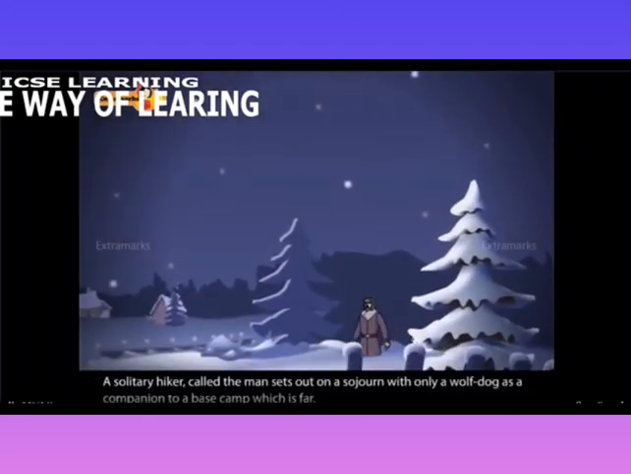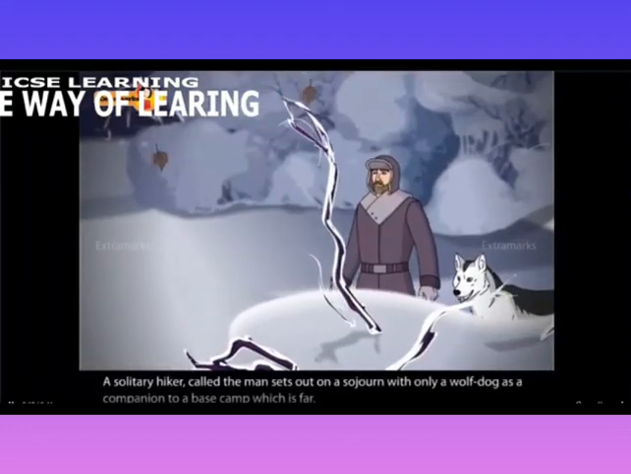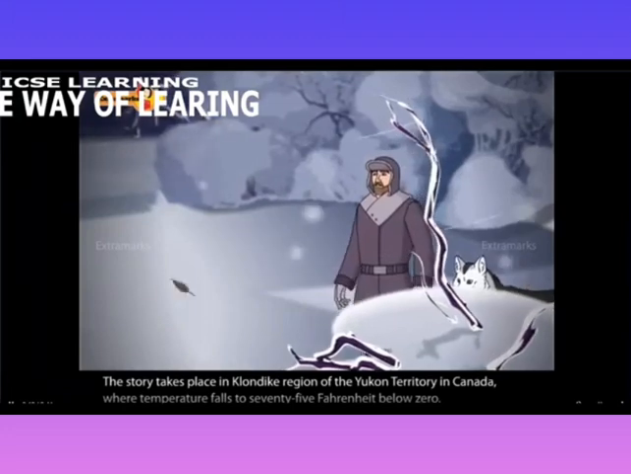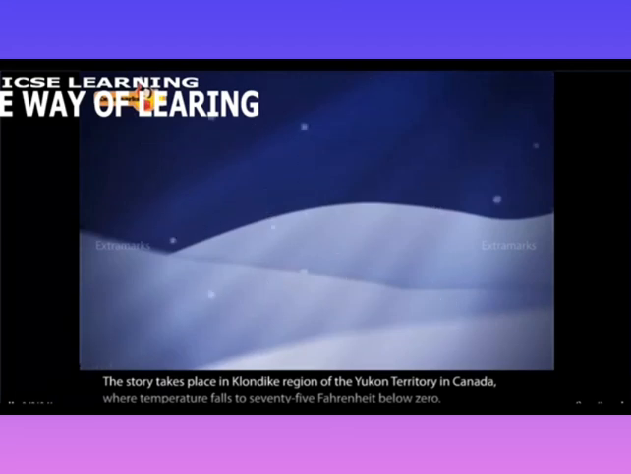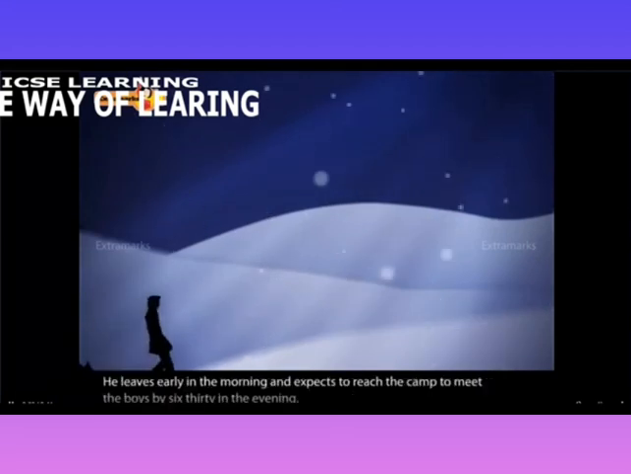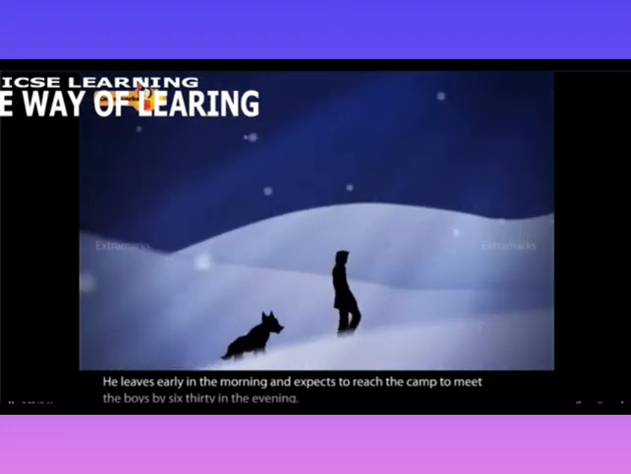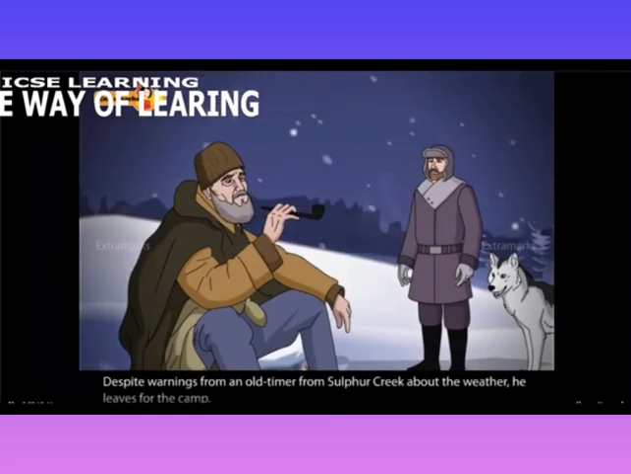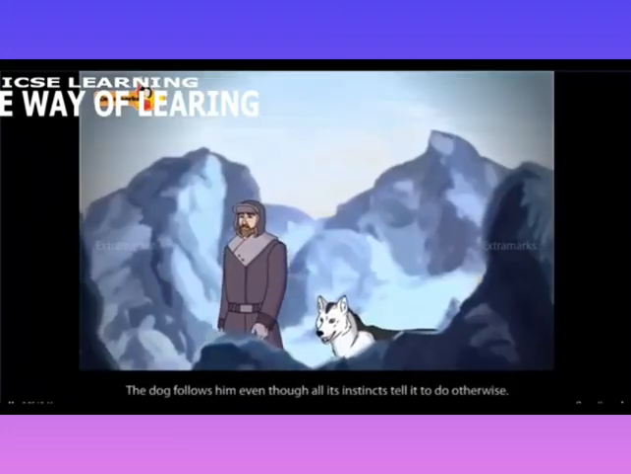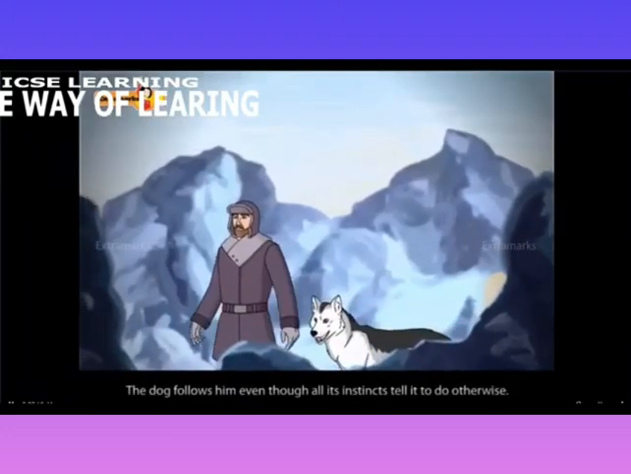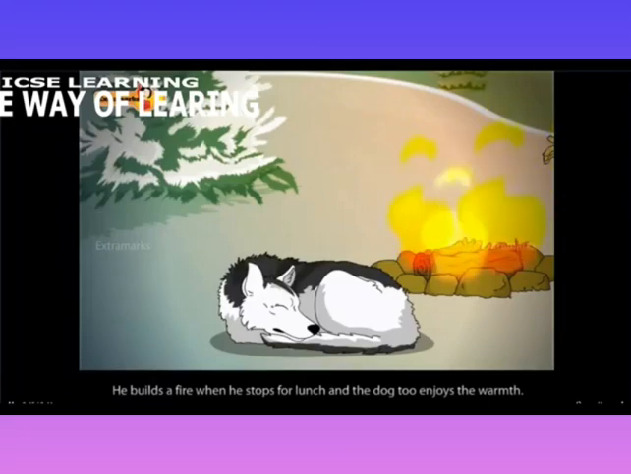A solitary hiker called The Man sets out on a sojourn with only a wolf dog as a companion to a base camp which is far. The story takes place in the Klondike region of the Yukon Territory in Canada, where temperature falls to 75 Fahrenheit below zero. He leaves early in the morning and expects to reach the camp to meet the boys by 6:30 in the evening. Despite warnings from an old-timer from Sulphur Creek about the weather, he leaves for the camp. The dog follows him even though all its instincts tell it to do otherwise. He builds a fire when he stops for lunch, and the dog too enjoys the warmth.